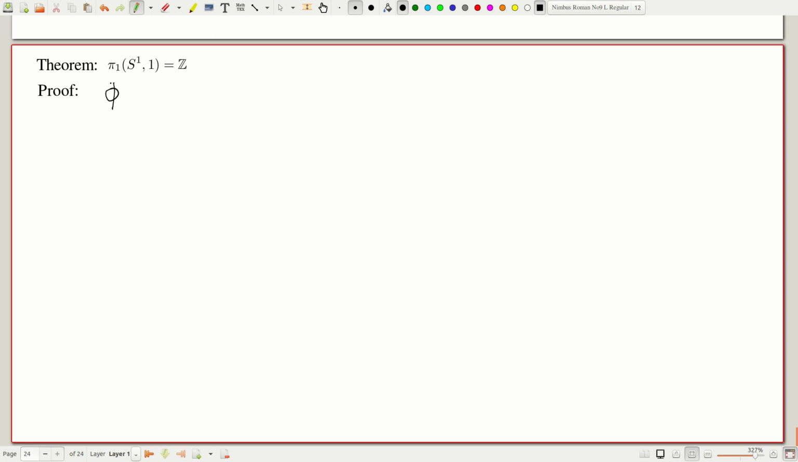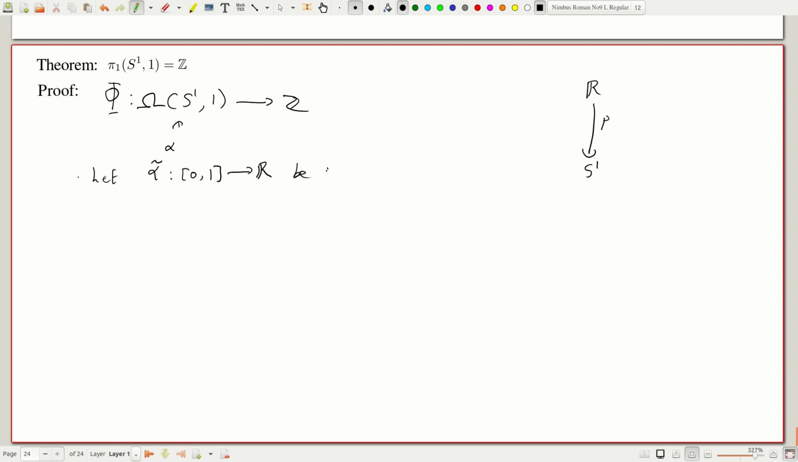Let's define a function capital Phi from the loop space Omega of S1, 1 to Z. Not maps to Z, but to Z. Okay. So suppose we are given alpha here. So what we'll do is let alpha tilde, and I'll keep using this notation, be a map from [0, 1] to R. Of course we are going to be using R to S1, the covering, all the time. Let it be the lift of alpha with alpha tilde of 0 equals 0.